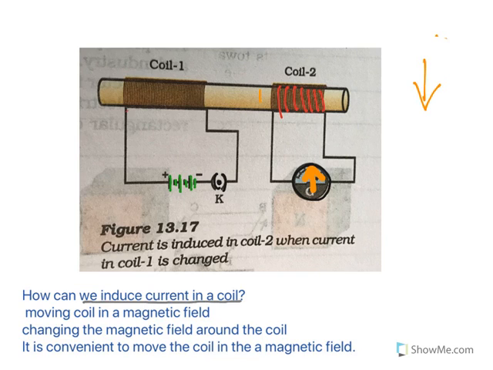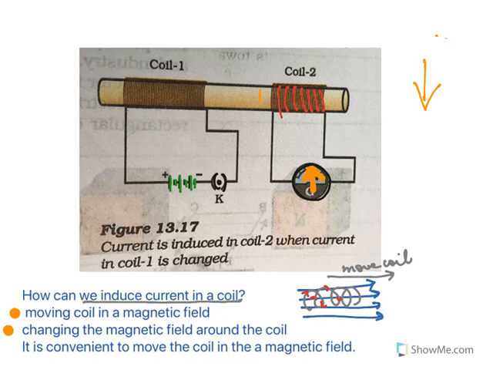How do we induce current in a coil? There are two ways to do it. One, moving a coil in a magnetic field. So here's a magnetic field, and you have this coil, and you keep moving the coil up and down in the magnetic field. Keep the magnetic field constant, and you move the coil, and this will produce current in your coil. The other option is changing the magnetic field around the coil. So here you have a coil, and you change the magnetic field around the coil. You keep the coil stationary, but you change the magnetic field around the coil.